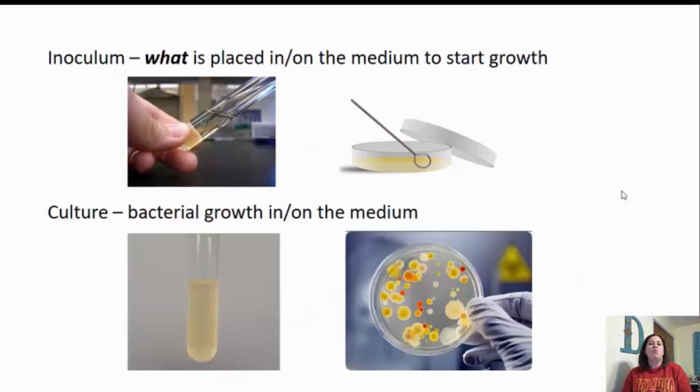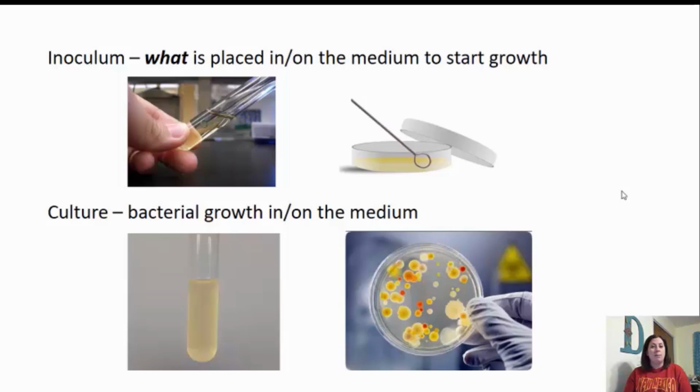So inoculum is what is placed in or on the media to start growth. A lot of times we would use an inoculating loop in the lab. We would sterilize it, collect the sample of what we want, and place it into the broth or on the petri dish. This will be what we want to grow. When it grows, this is called the culture. This is the bacterial growth that is in or on the media.